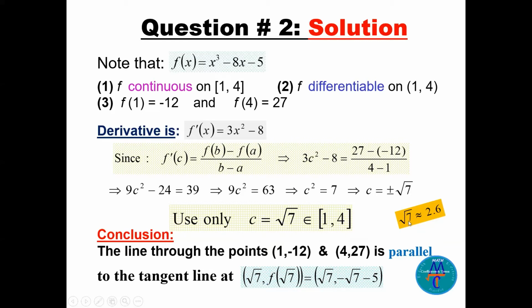Square root of 7 is approximately 2.6. So only square root of 7 is included in the given interval 1 to 4, minus square root of 7 is rejected. So the conclusion now, the line through the points 1, minus 12 and the other point 4, 27 is parallel to the tangent line at square root of 7. This is c, and this is f of c. If you replace square root of 7 in the function itself here, after you simplify that, you will get minus square root of 7 minus 5. That's the y value, and this is the x value.